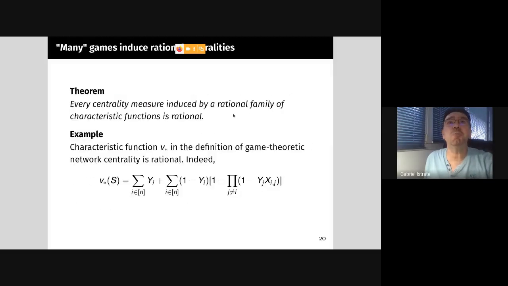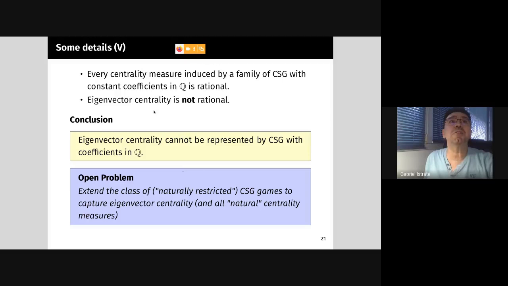Centrality measures induced by rational characteristic functions are rational. For instance, game theoretic network centrality is such an example. Eigenvector centrality is not rational. So eigenvector centrality cannot be represented by coalitional skill games with rational coefficients.